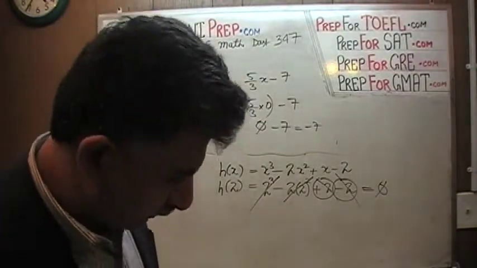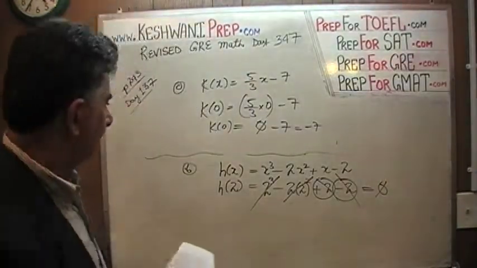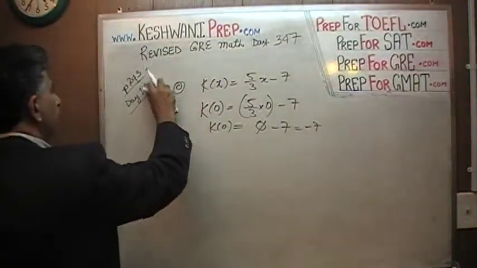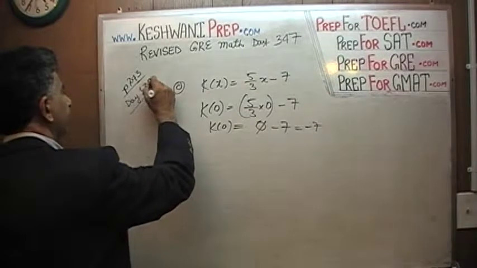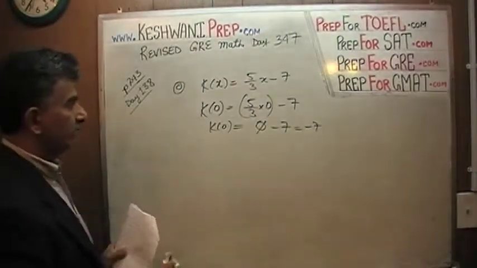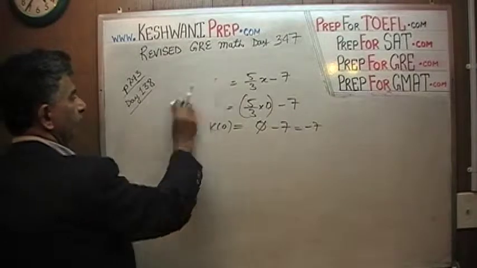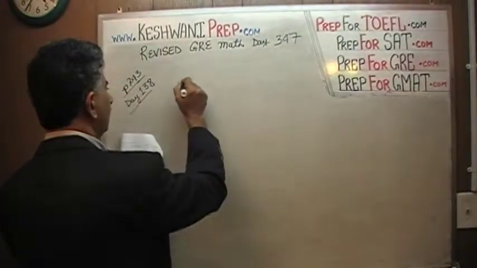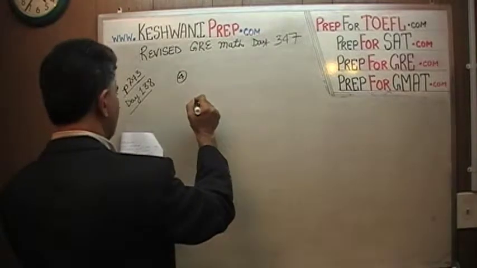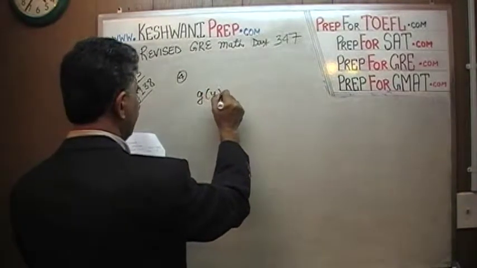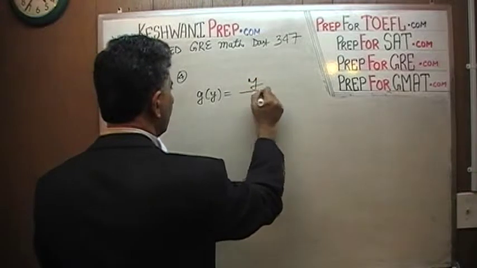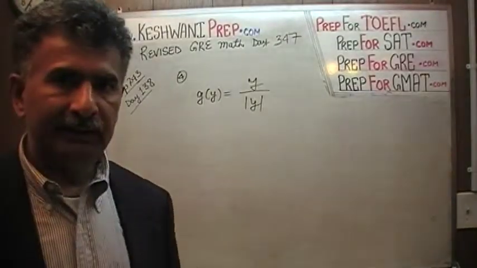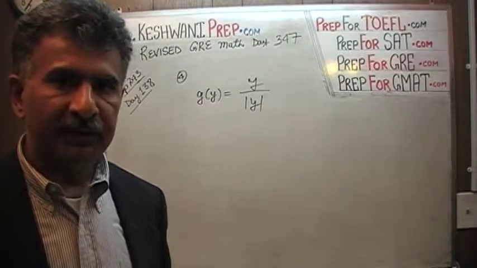Let's move on then. Problem number 4. We are done with this thing. We move on to problem number 4. And this is something we did on day number 138. In problem number 4, we are told that g of y equals y over the absolute value of y. That's the function. The function is you divide the value of the variable by its absolute value.